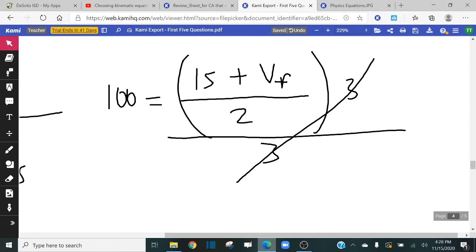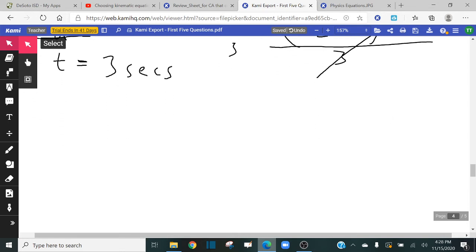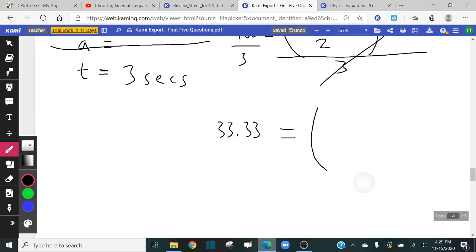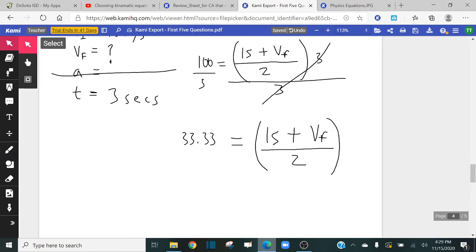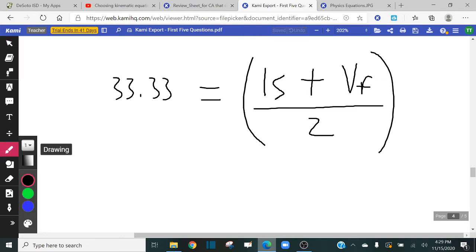So 100 gets divided by 3. And 100 divided by 3 is equal to 33.33. All of that is equal to 15 plus our final velocity divided by 2. Now, guys, let us keep going. In order to get this final velocity by itself, the next step we need to do is the opposite of division in order to get rid of this 2 here. The opposite of division is multiplication.